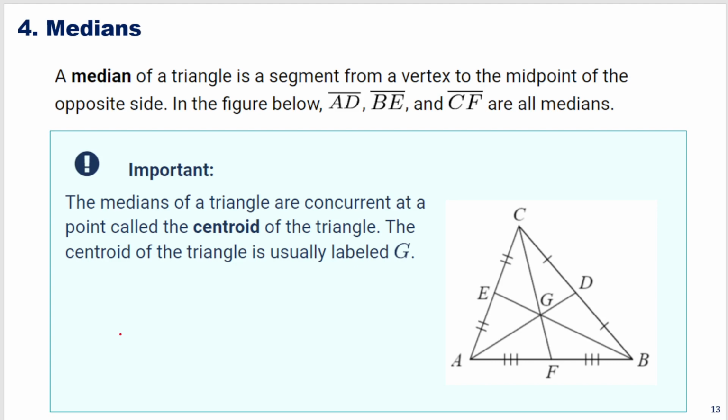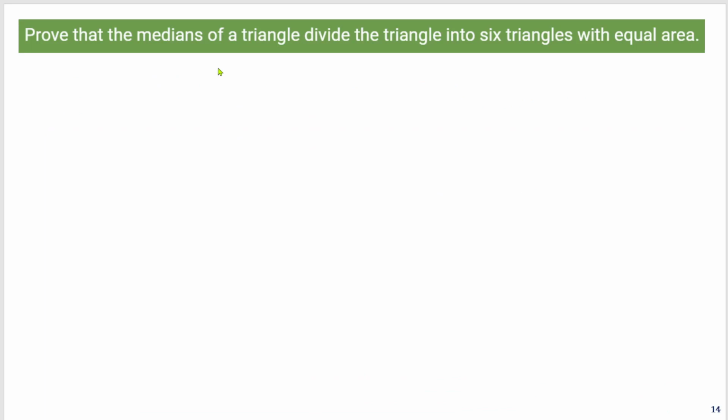At the current stage, we're not going to prove why the three medians are concurrent. We're going to prove this after we learn some more concepts, okay? As long as you know the intersection point is called the centroid at the current stage, you should be fine. And next, we're going to try to prove one important property of the medians. Can you prove that the medians of a triangle divide the triangle into 6 triangles with equal areas?